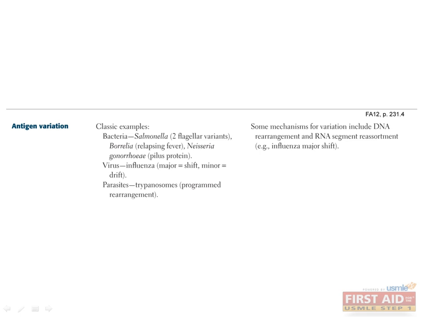Some mechanisms by which pathogens do this include DNA rearrangement and RNA segment reassortment. Salmonella's flagellae, Neisseria gonorrhoea's piluses, and Borrelia are all capable of undergoing antigen shift in order to avoid detection, as are influenza and trypanosomes.